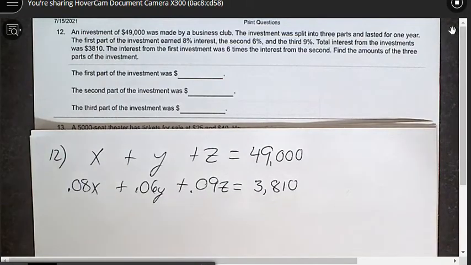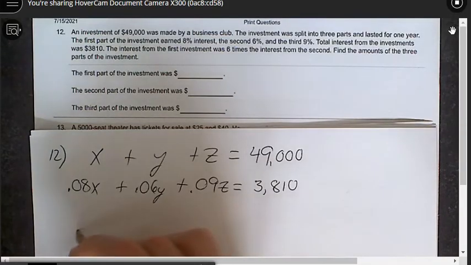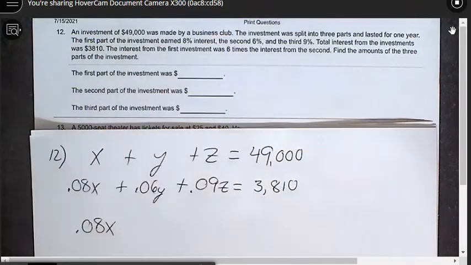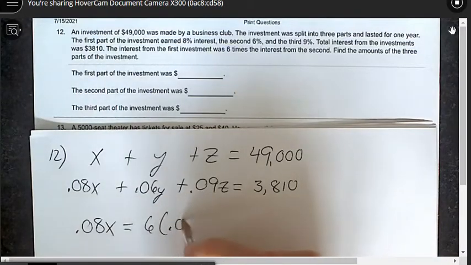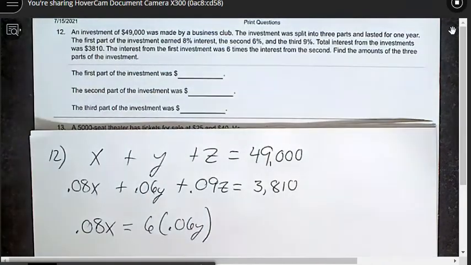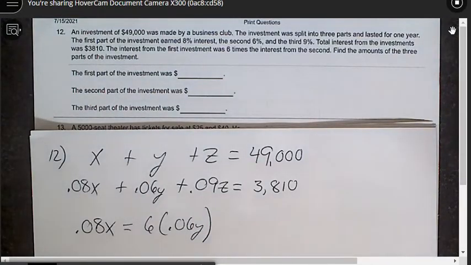All right, now this is where it's different than what we were doing in class. It says the interest from the first investment was 6 times the interest of the second. So here's what we're going to have to do. Because we're talking about the interest amount, we're going to go ahead and do the 0.08 times X. And it says that is equal to 6 times the value of the second investment. Okay, so there's your initial setup for these.